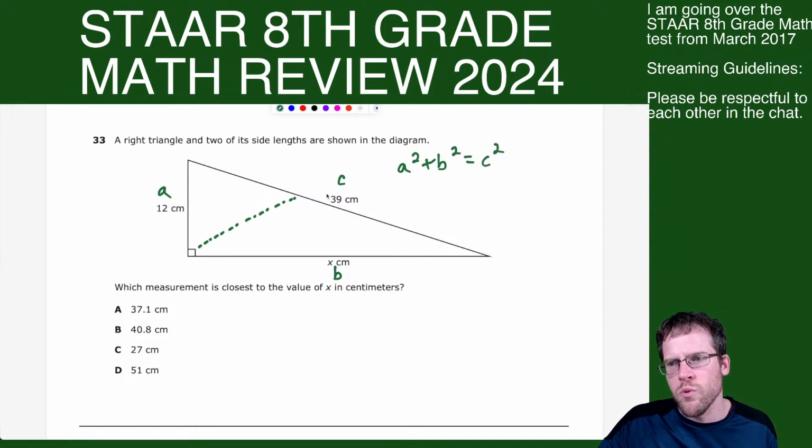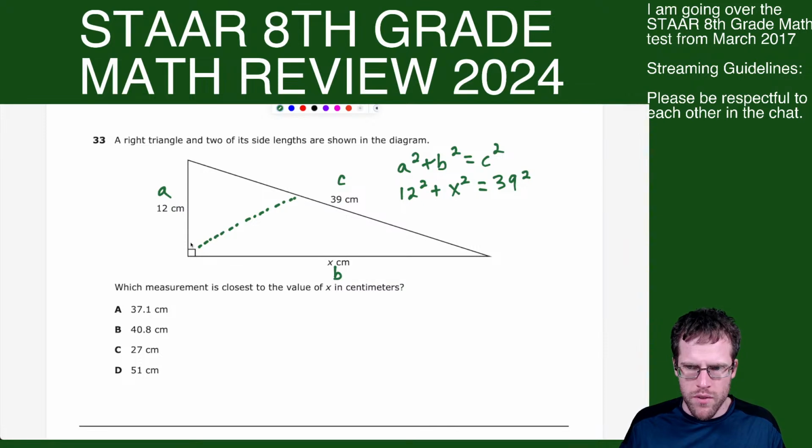What they're hoping people will do is do 12 squared plus 39 squared equals C squared. But no, here we're going to do 12 squared plus, let's say, B is X. So I'll say X squared is equal to 39 squared. And then we're going to solve for X.